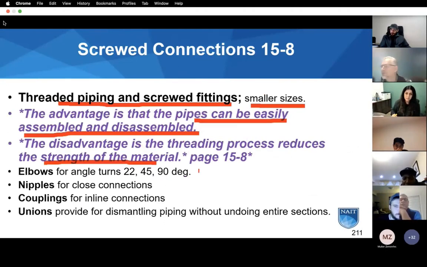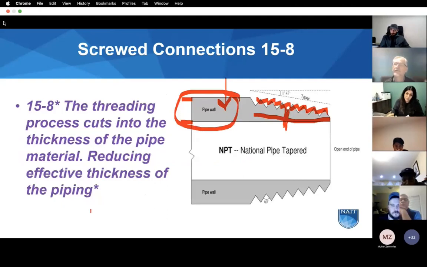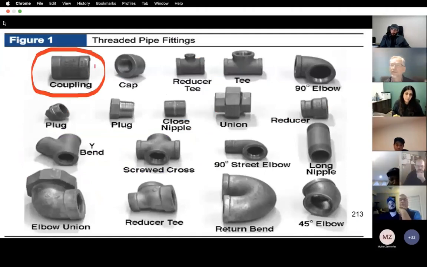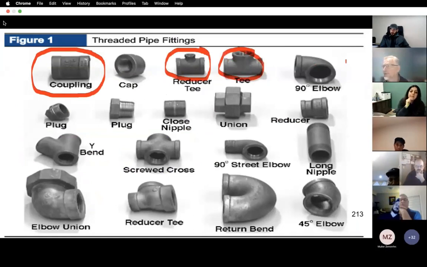Other fittings we'll briefly look at, things called elbows, things called nipples, things called couplings, and things called unions. And we'll have a look at a bunch of fittings. Here we are, coupling. So coupling, we can take 2 pieces of threaded pipe, thread them in to either side and hook them together quite easily. If we need to tap in or tap off, we have reducer tees or normal tees, and then if we got to go around the corner, we can put in elbows that are 90 or 45.